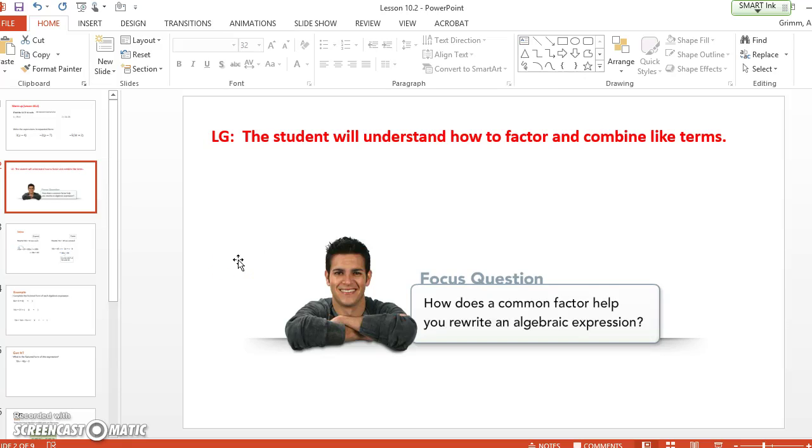Goal today, the students will understand how to factor and combine like terms. To let you guys know, we will continue with this big time next year. This is another one of those big ones that we're going to see a lot. We're going to learn how to do way more complicated factoring next year. So this is kind of like an introduction into that.